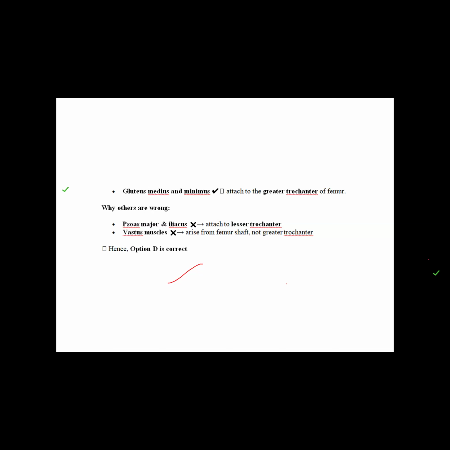Because psoas major and iliacus are attached to the lesser trochanter. Vastus muscles arise from the shaft of the femur and not the greater trochanter. You see all the vastus muscles. While dissecting, you can see vastus intermedius. Oh my God, it is so deeply present, almost completely attached to the femur. These are all attached to the shaft of the femur, right, and not the greater trochanter.